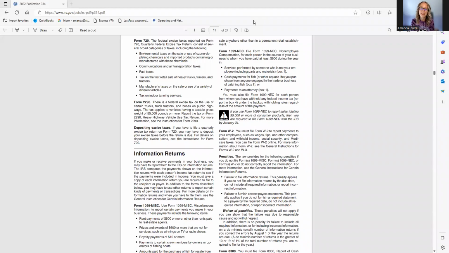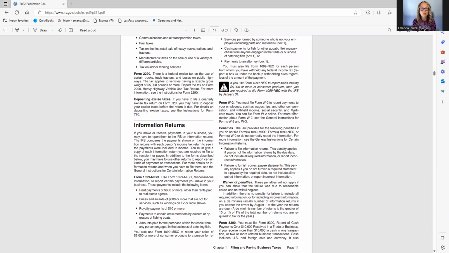Depositing excise taxes. If you have to file a quarterly excise tax return on Form 720, you may have to deposit your excise taxes before the return is due. For more information on depositing excise taxes, see the instructions for Form 720. Could you imagine being taxed on exercise? Would it be surprising? I don't know.